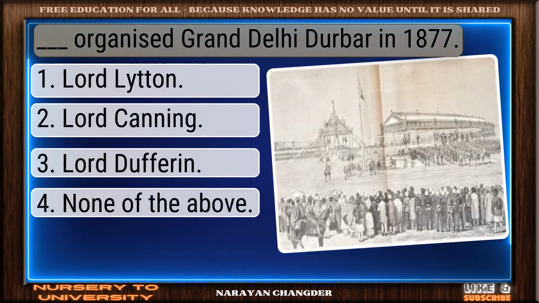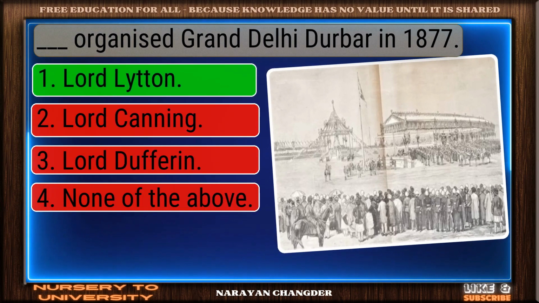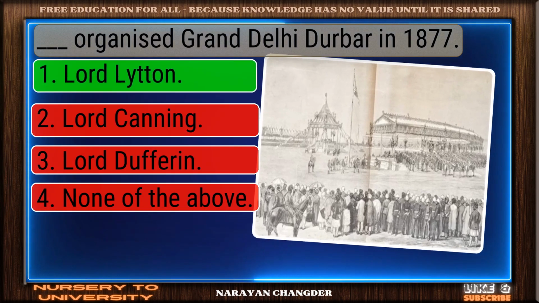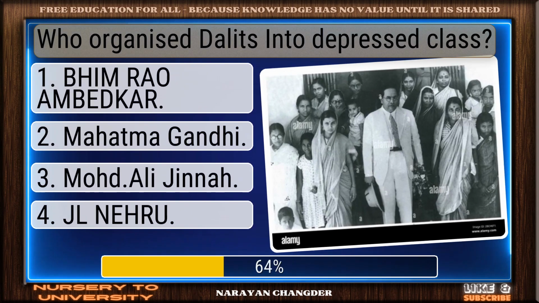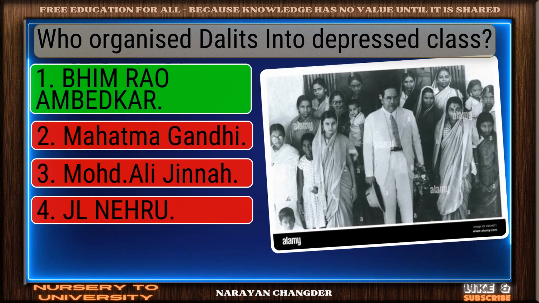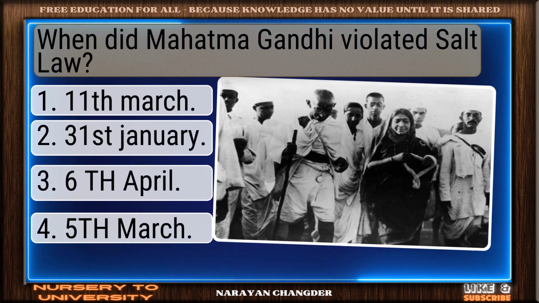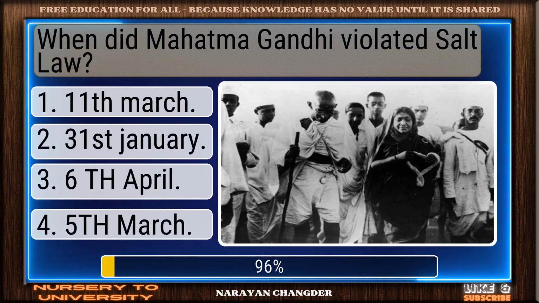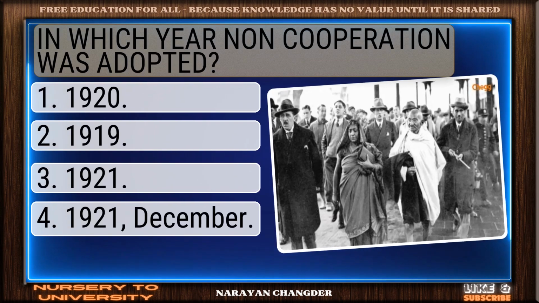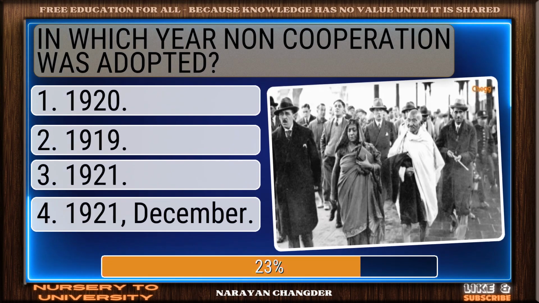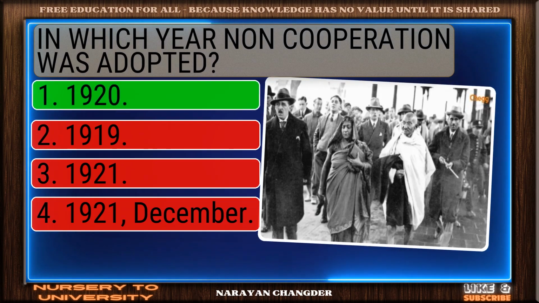Dash organized Grand Delhi Durbar in 1877. Perfect. Lord Lytton is the one. Who organized Dalits into Depressed Classes Association? Clear logic. Bhimrao Ambedkar is sound. When did Mahatma Gandhi violate salt law? Exactly. 6th April makes sense. In which year non-cooperation was adopted? Strong choice. 1920 is right.